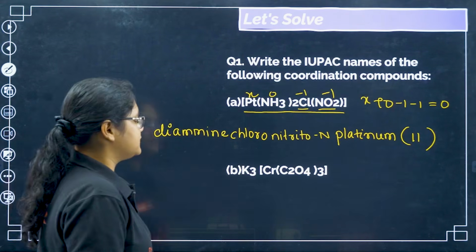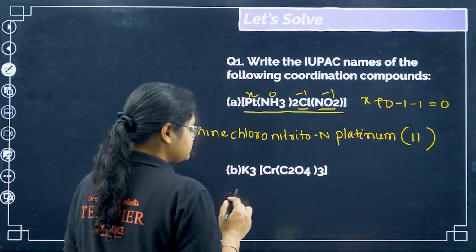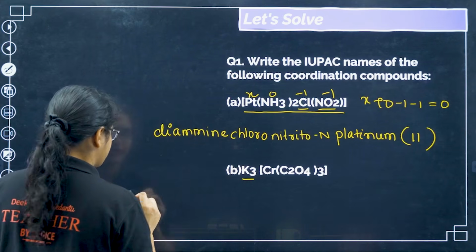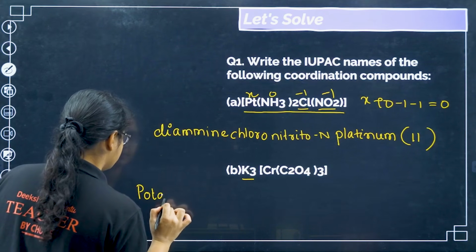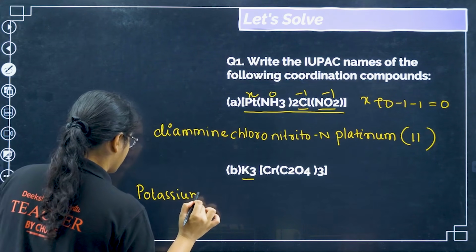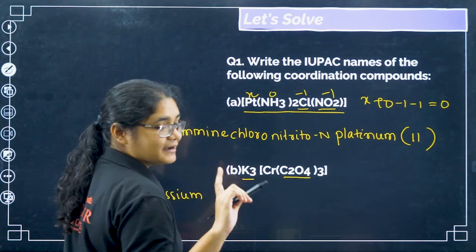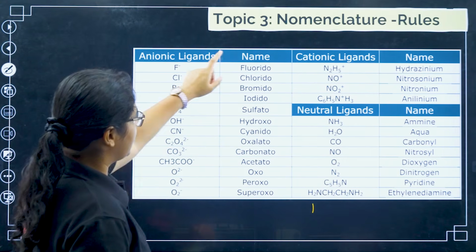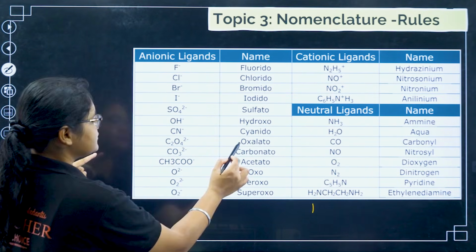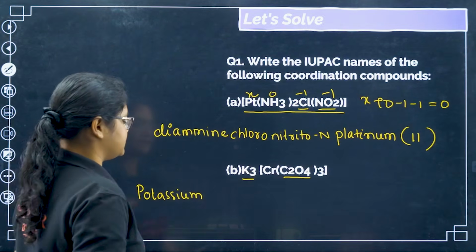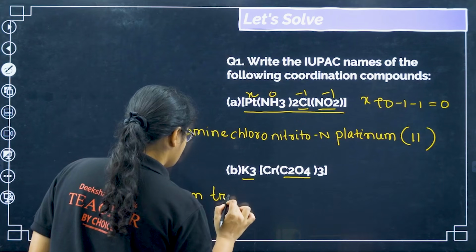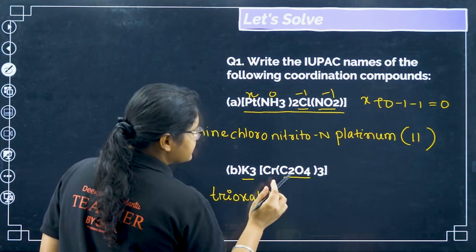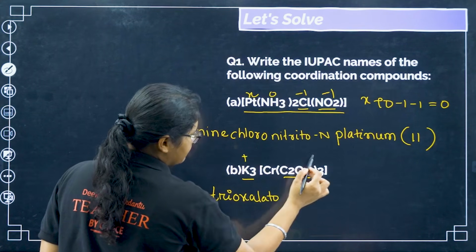Okay, now let's see this one. You have potassium first. The cation part should be written first, which is potassium. Next the ligand: here there is only one ligand, C2O4. What is the C2O4 ligand? C2O4 is oxalato. How many are there? 3 are there, so I have trioxalato. Next, this is the cation part and this is the anion part.